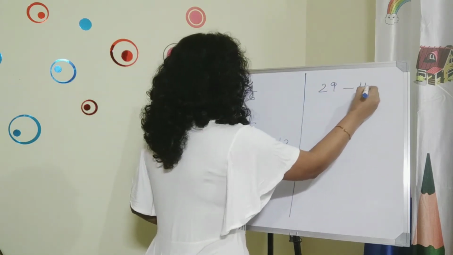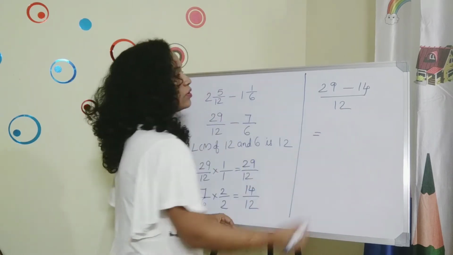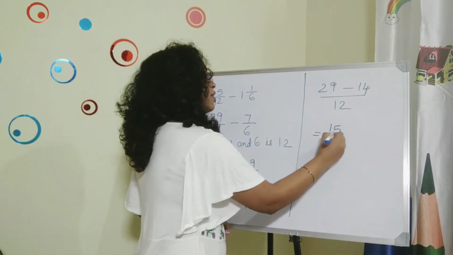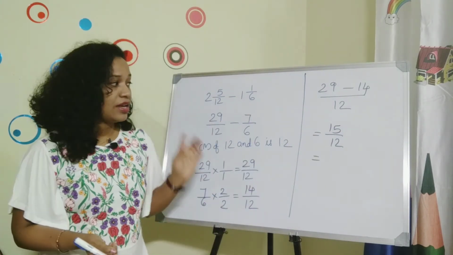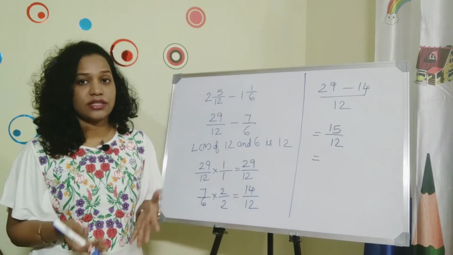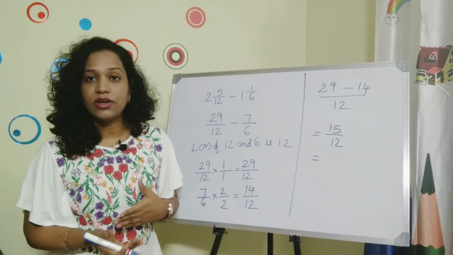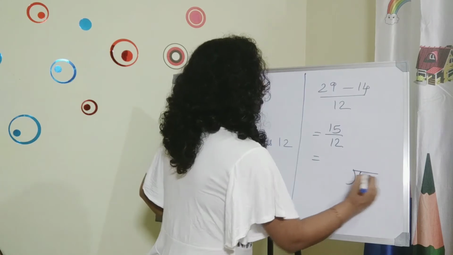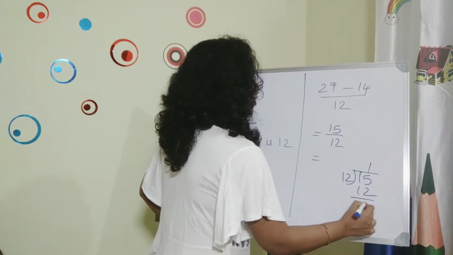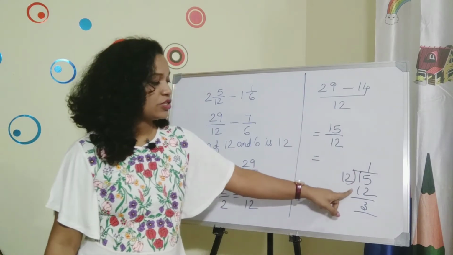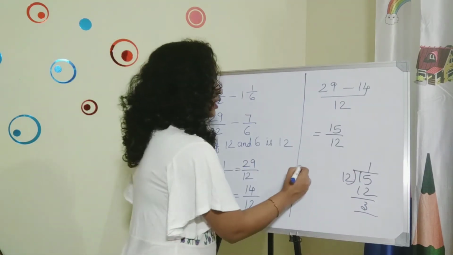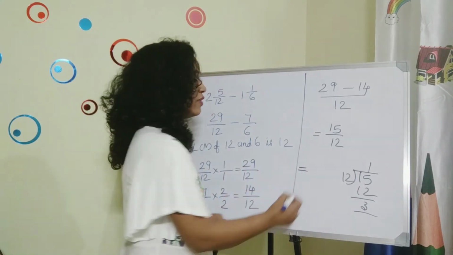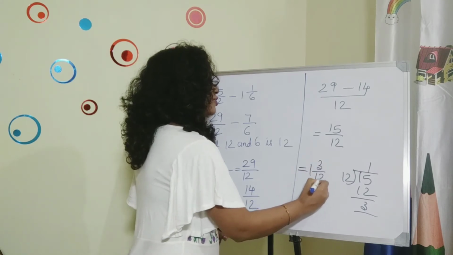So after finding the like fractions, we can subtract them. 29 minus 14 by 12. So what will be our answer? 9 minus 4, 5. So 15 by 12, which is again an improper fraction. So we cannot leave our answer as an improper fraction. We have to convert it into mixed. So we have to divide 15 by 12 and check. So 1 into 12, 12. We got the remainder 3. So how do we write the mixed fraction? 1, 3 by 12.